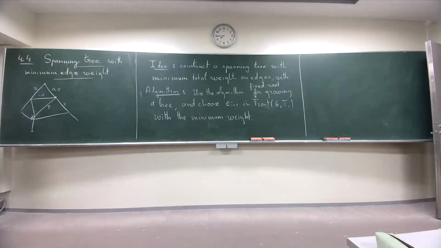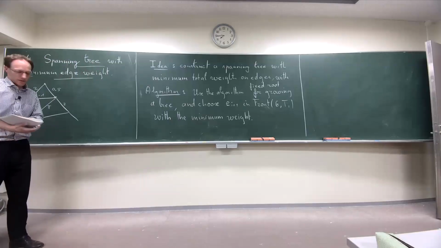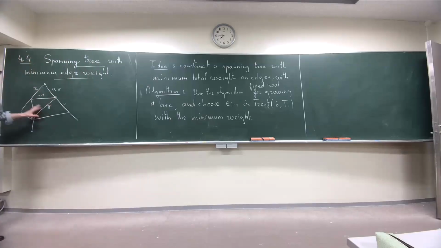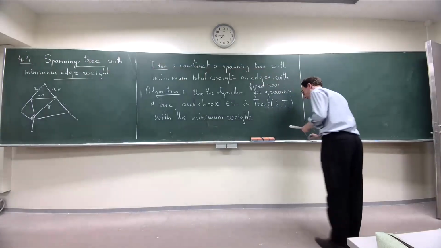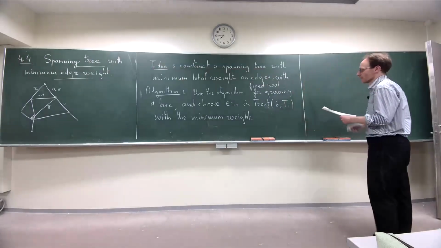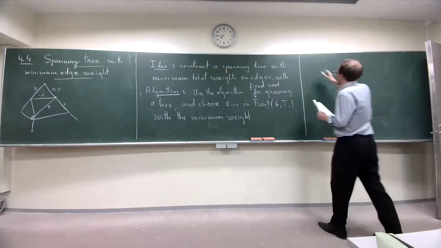Can the weight of an edge be negative? Yes, in this construction, it can be negative, no problem, as long as it is a totally ordered set. But you will see now in the next construction, I have to be more careful. Now the next problem.